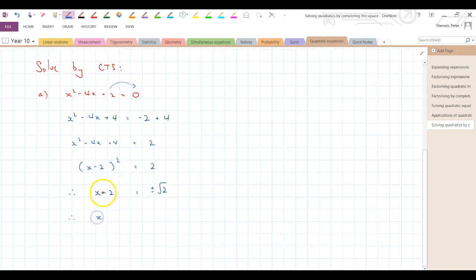So now I've just got to add 2, and I've got my solution. 2 plus or minus the square root of 2. What I did in that last step was take that minus 2 across, and it became plus 2. So there is my solution. 2 plus or minus the square root of 2, so 2 plus root 2 and 2 minus root 2. Root 2 being about 1.7, the solutions in decimals were about 3.7 and about 0.3.